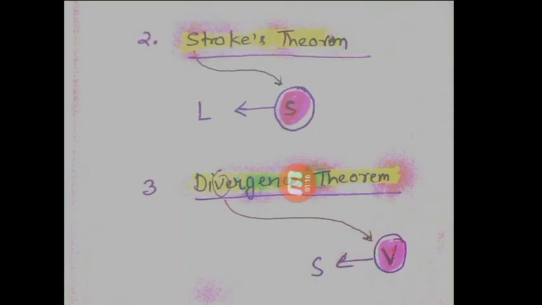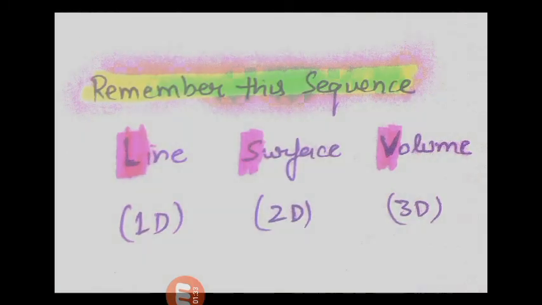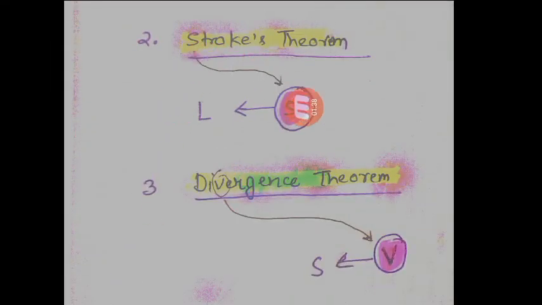The second thing you need to remember is, for Stokes theorem, take the S of Stokes theorem, and what comes before S, before surface, is line. As you can see in this sequence, what comes before the surface is line. So in Stokes theorem, take the S, and before S you have L. So Stokes theorem will be a relation between surface and line.